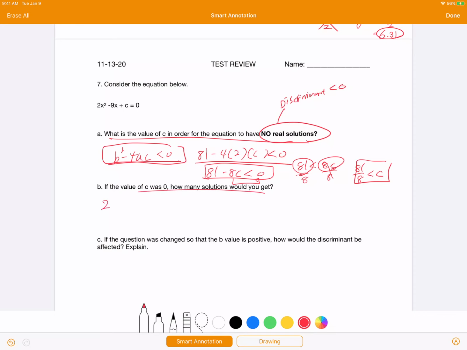If the c value was 0, which means I'll end up getting this, how many solutions would you get? Well, you can still use b squared minus 4ac, and if you were to use that, a value would be 2, b value would be negative 9, but the c value is 0. So plugging it in once again, 81 minus 4 times 2 times 0, well, that will simply turn out to be 81 because this will be 0. So I will get 2 real solutions.